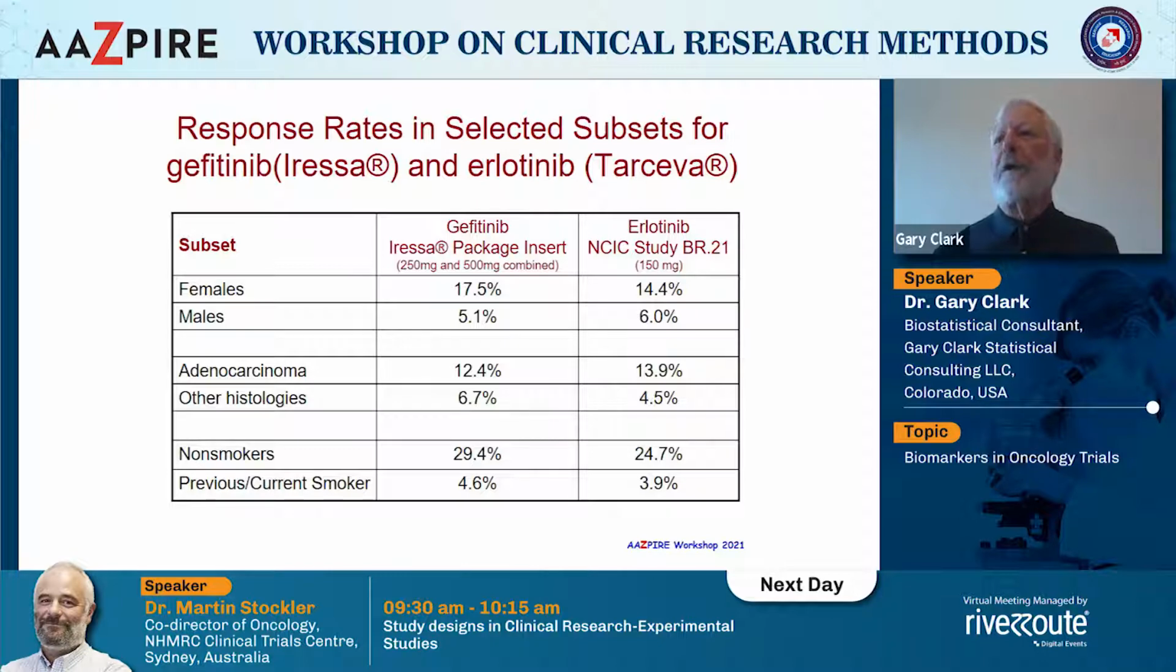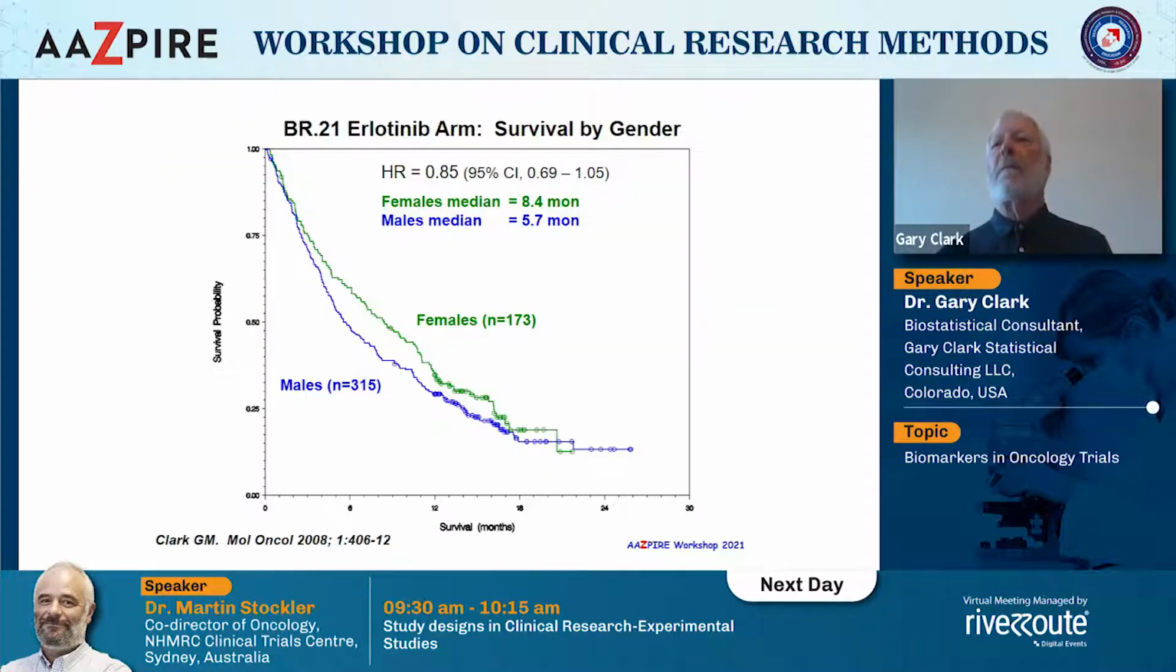Well, let's look further at the results of the study BR21. Remember, survival now is the primary endpoint in this study. And here's the erlotinib arm, and we've divided the survival curves by gender. And notice that the females have a better survival than the males, median of 8.4 months versus 5.7 months, a nice hazard ratio. So once again, this seems to support the conclusion that we should be treating the females and not the males.